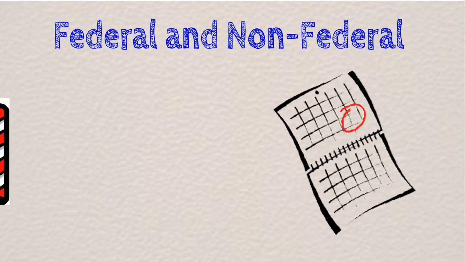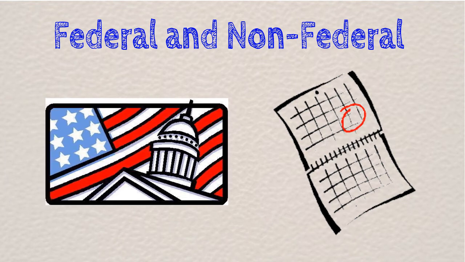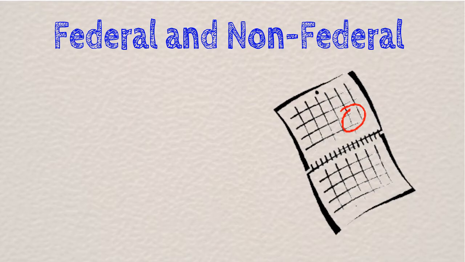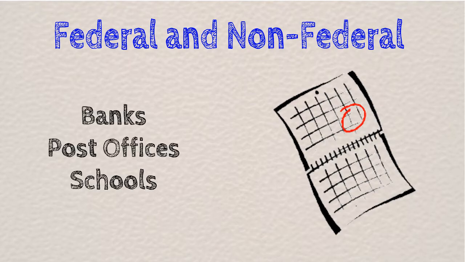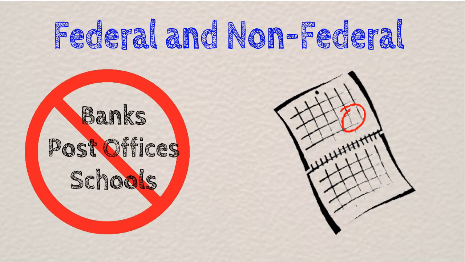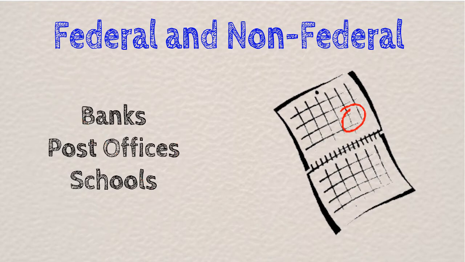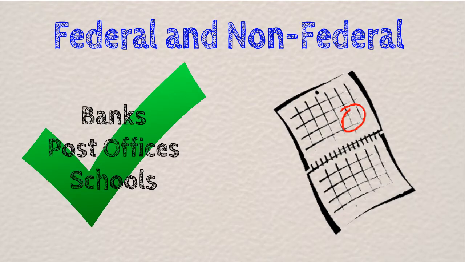A federal holiday is recognized by the U.S. government, and most government employees have the day off from work. As a general rule, on federal holidays, banks, post offices, and some schools are also closed. Non-federal holidays, which are other celebrations that occur throughout the year, are not considered official holidays by the government. This means that government employees are expected to work, and post offices, banks, and schools remain open.